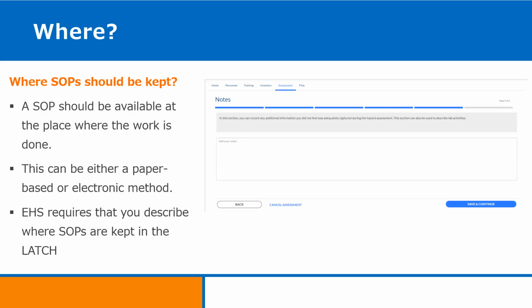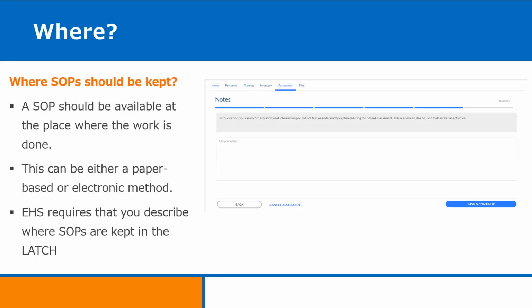If you want to upload it, that's okay, but it's not a requirement from EH&S. I just need to know where it is, okay? Now remember, this is when you're doing your LATCH, almost at the end. It has a notes section, and that's where we want to know where you have your SOPs.